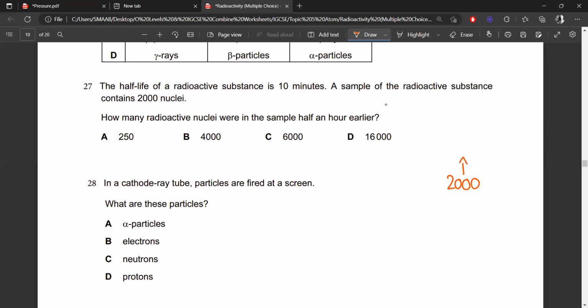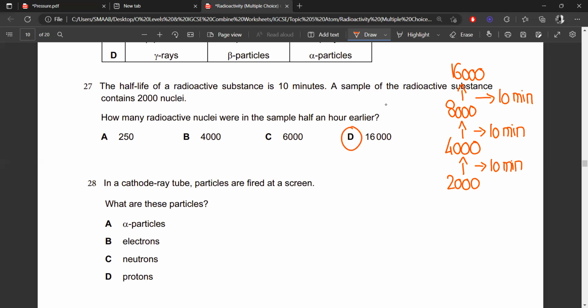We have to increase it, so we are getting 4000, and this will take 10 minutes, right? Again, we move in reverse order, that will be 8000. It will take 10 more minutes, so total 20 minutes. And again, one more step, that will be equal to 16,000. It will take 10 more minutes, so total 30 minutes, and we are getting the original value of 16,000, right? Okay.